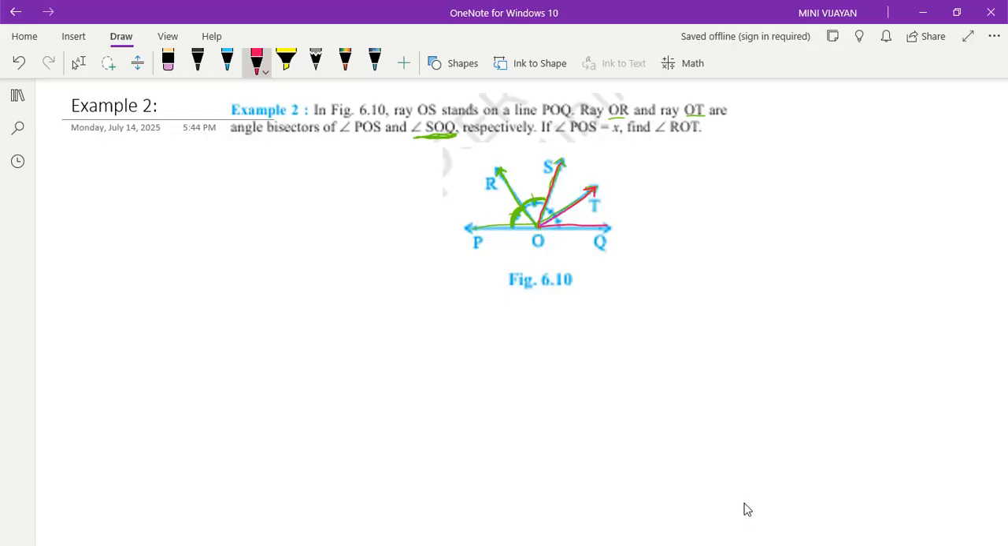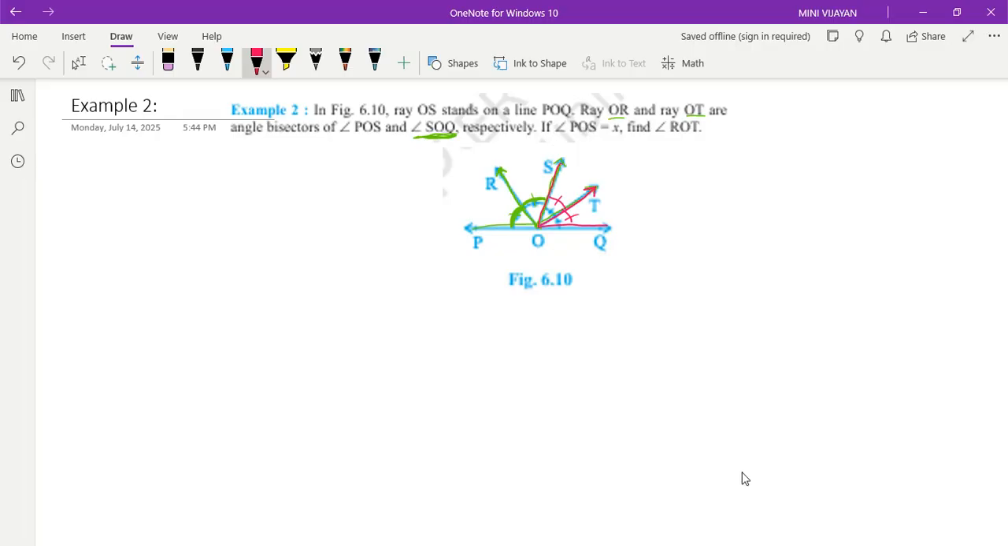So here, which are the equal angles? First one is SOT, this is the angle, and the second angle is QOT. So these two angles are also equal. See, I marked the first set of equal angles, POR and ROS, in green color. The green color angles are equal. Now I mark the equal angles in red, that is SOT and TOQ. They both are also equal. So these are the conditions given in the question.